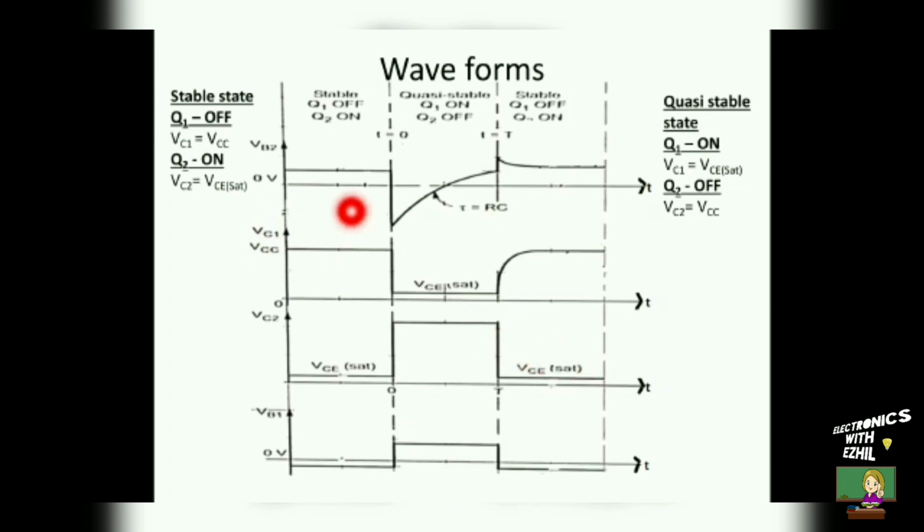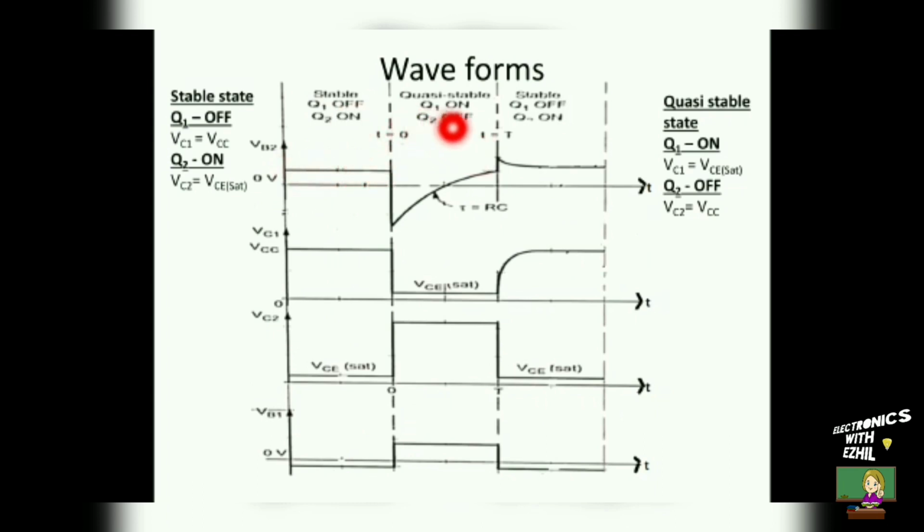Next we will see how to draw the base voltage of the transistor 2. During the stable state, the transistor 2 is at on state. When a transistor is at on state, the collector voltage will be equal to VCE saturation and collector current will be equal to ICE saturation, and thus base voltage is equal to VBE saturation. So here we can see the VB2 saturation is drawn for the stable state.